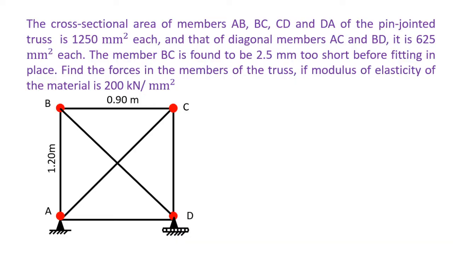The cross-section area of members AB, BC, CD and DA is 1250 mm square, and members AC and BD is 625 mm square. The member BC is found to be 2.5 mm too short before fitting in place. Find the forces in the members of the truss, and the modulus of elasticity of the material is 200 kN per mm square. Here the joint A is a hinge joint and joint D is a roller support.